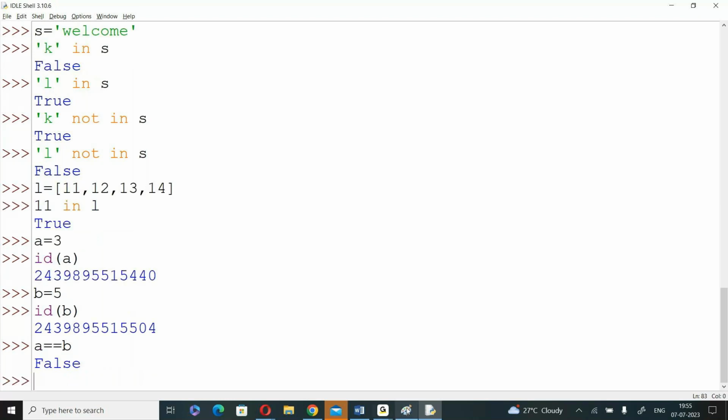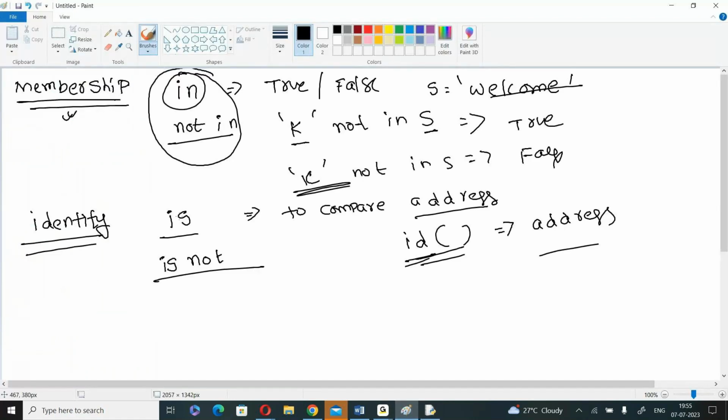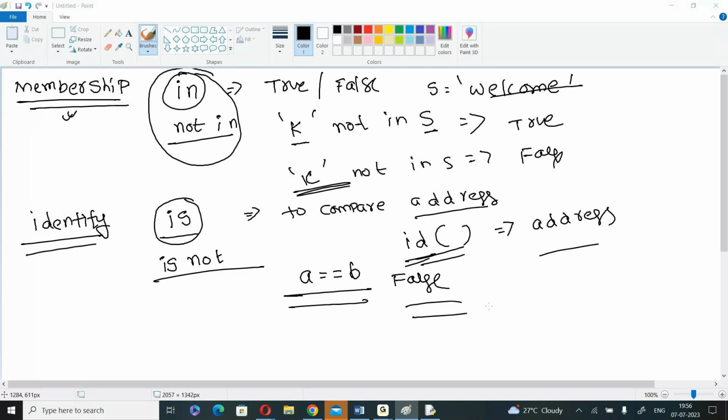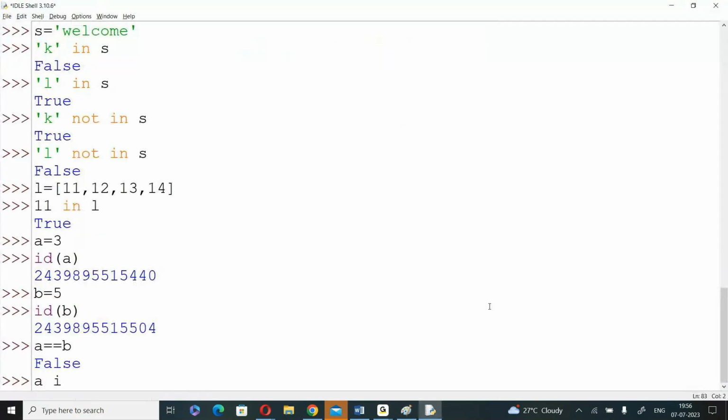But the is operator is used not to compare the values but the addresses. A is B. What is the output? The output is false. See this one? A is B. Here what am I doing? First id of A, I am getting the address of A.